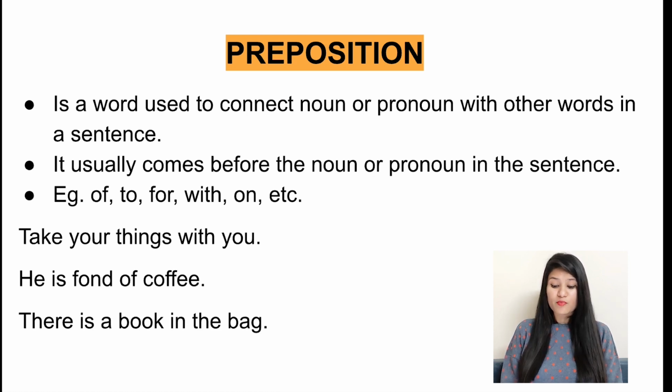It usually comes before the noun or the pronoun in a sentence. While identifying a preposition in a sentence, you'll find that mostly the word which is a preposition will come before a noun or a pronoun. Of, to, for, with, on, etc. Let's see how to identify these in a sentence.